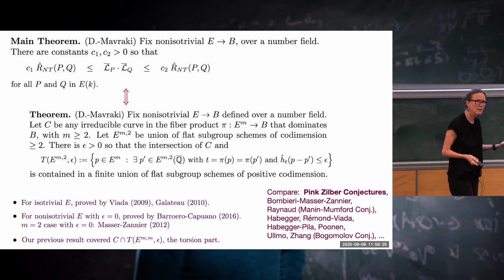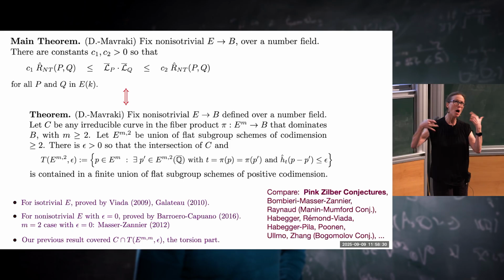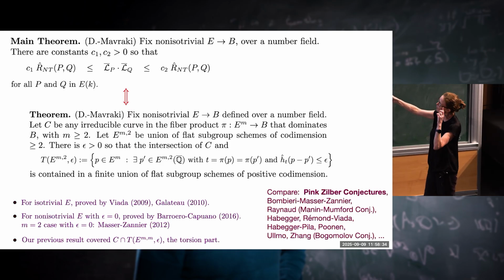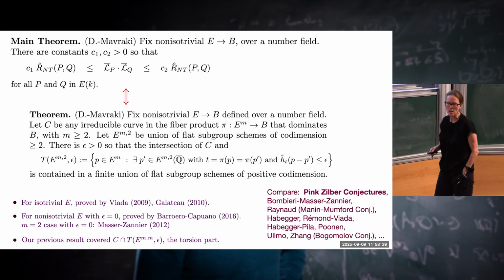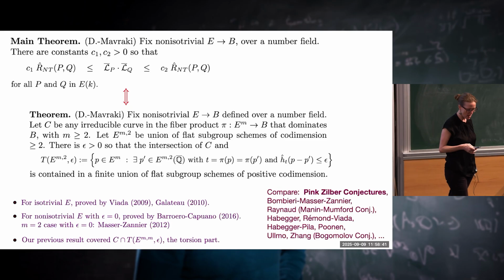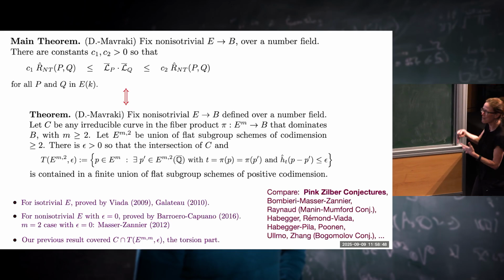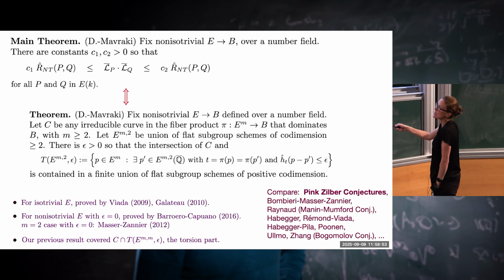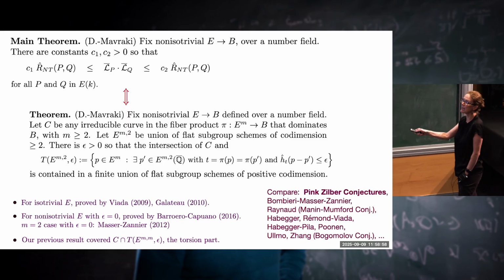unless it's contained in it. I mean, unless it's contained in a union of flat subgroup schemes of codimension 1. So that's a technical statement, but there were a lot of cases of this that were known, and so our goal was producing this Bogomolov-type improvement of, in this case, a theorem of Barroero and Capuano, which itself was building on theorems of Masser and Zannier, and there were some cases that were already known.